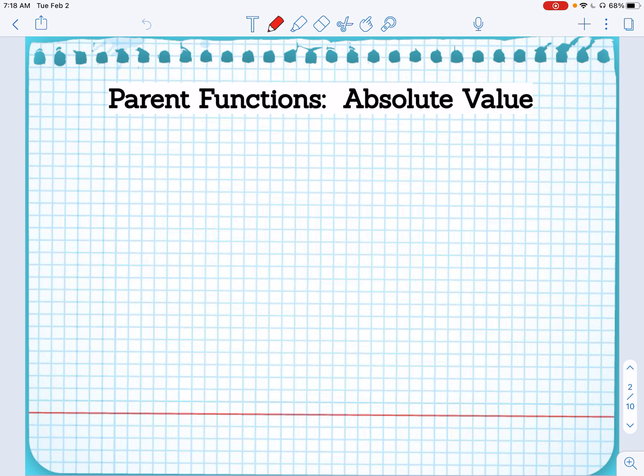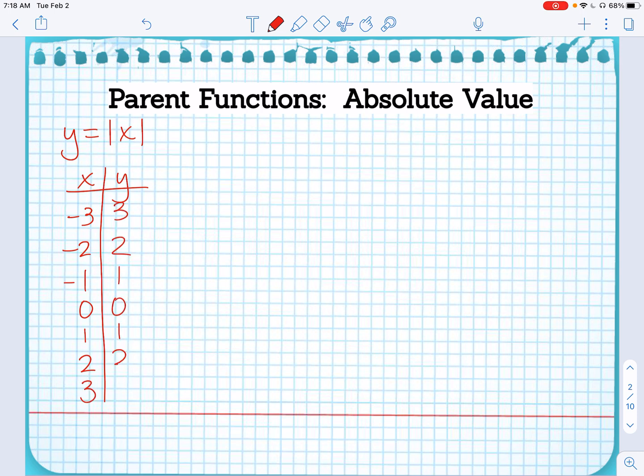So a parent function is simply the starting point. It's the most basic function for each type of function. So for instance, with the absolute value function, y equals the absolute value of x is the most basic absolute value function we can come up with. And we could plug anything we want into this function, although I know in Algebra 1 you mostly do -3 to 3. And when you do that, and you get these outputs, you can make coordinates from them.